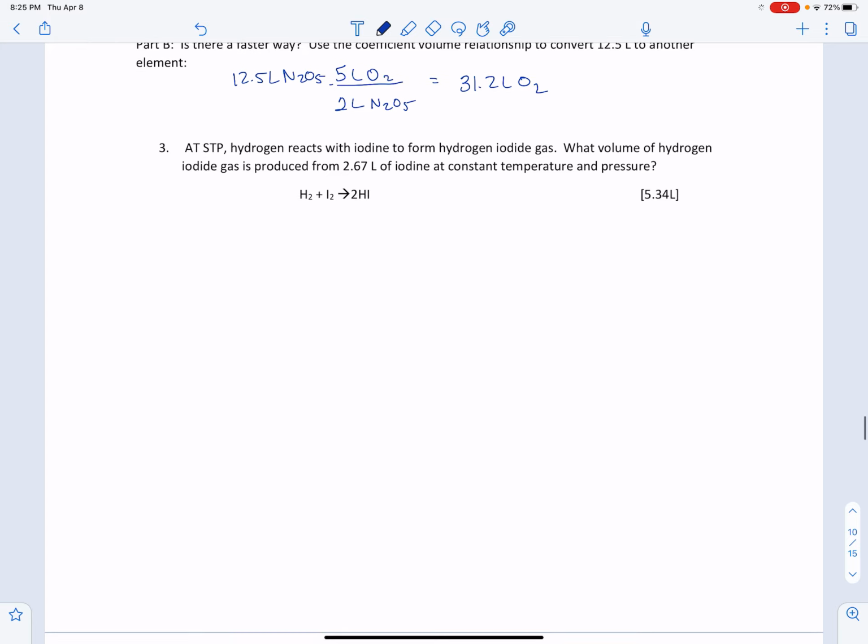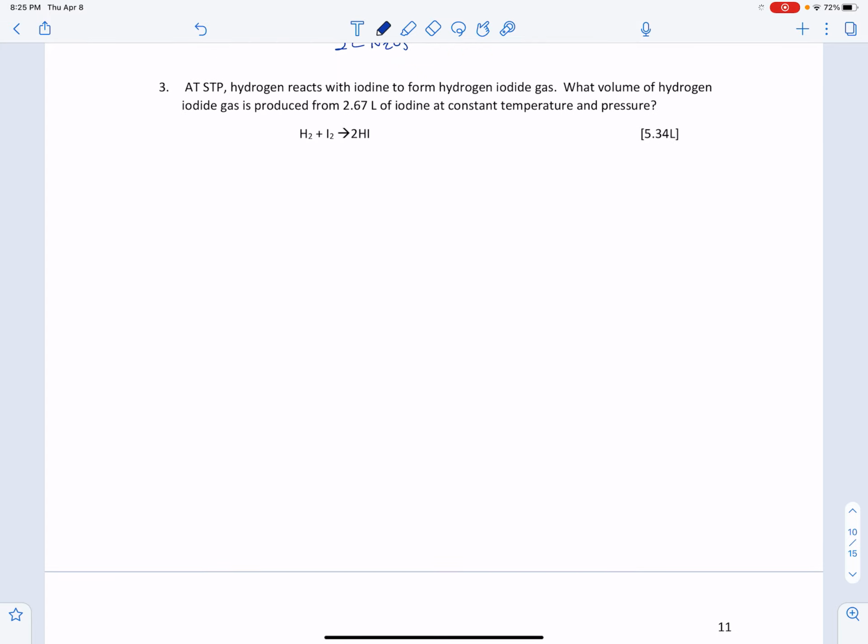So now you try it on this problem. Just pause the video, and I'm going to solve it. So it wants to know what volume of hydrogen gas is produced from this many liters of iodine. Now this doesn't say STP. The STP is only when we're trying to relate moles to a certain volume. As long as you have a fully gas reaction or you're just comparing the gas components, you can always do a relationship between those liters.